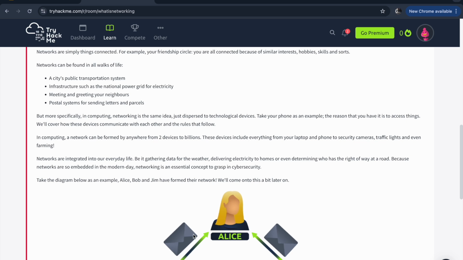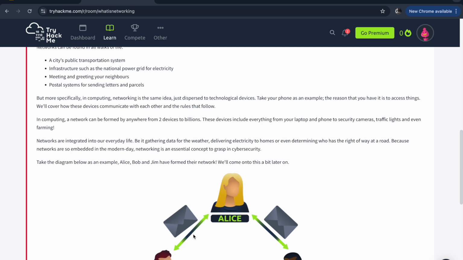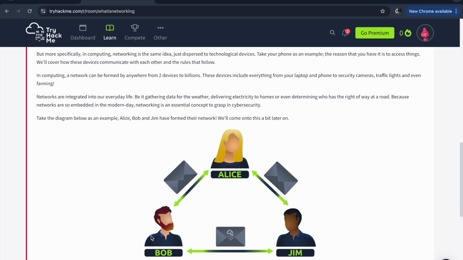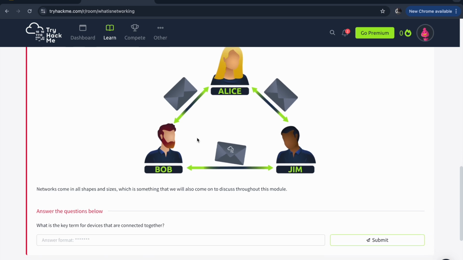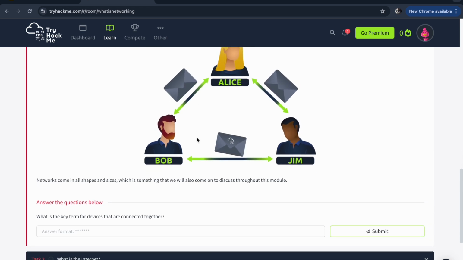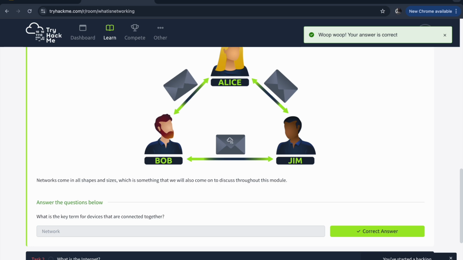Because networks are so embedded in the modern day, networking is an essential concept to grasp in cybersecurity. Take the diagram below as an example. Alice, Bob, and Jane have formed their network. We'll come back to this later. If you see, Alice can message Bob, and Alice can message Jim, and it's a triangle. Networks come in all shapes and sizes, which is something that we'll discuss throughout this module. What is the key term for devices that are connected together? That would be network. There you go.